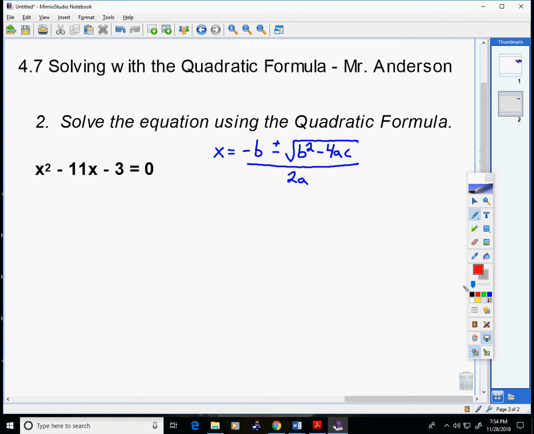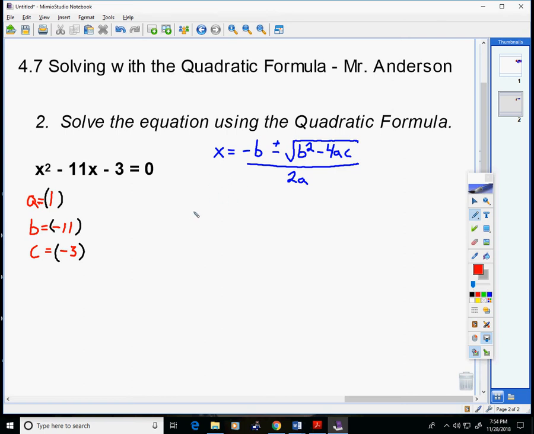I need to know what the a, b, and c values are. The number in front of the x squared is understood 1 again. Number in front of the x is negative 11. And the last term, negative 3, is my c value. Make sure you substitute this using parentheses.